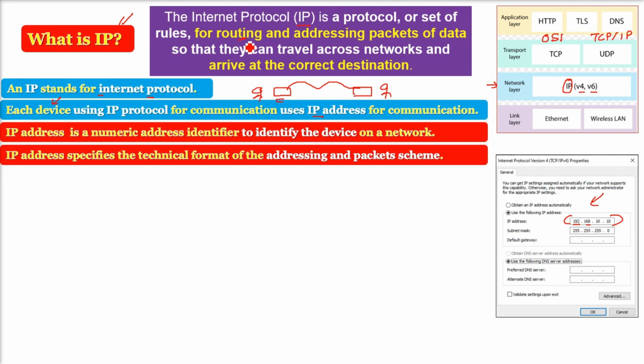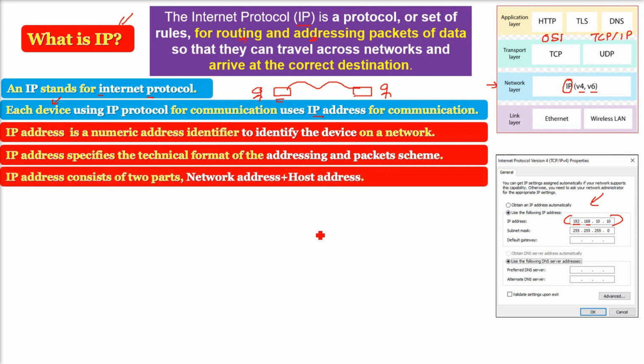We were talking about Internet Protocol, the set of guidelines or rules for routing and addressing packets. This is how it is done. The number which you see is actually the addressing scheme. So an IP address consists of two parts. We are talking about IPv4 right now. The first 3 octets are called the network address, and the last one is your actual computer address, which is called the host address.